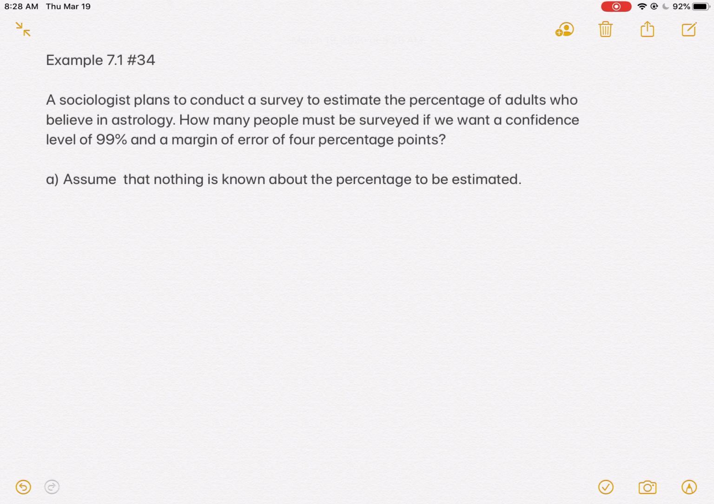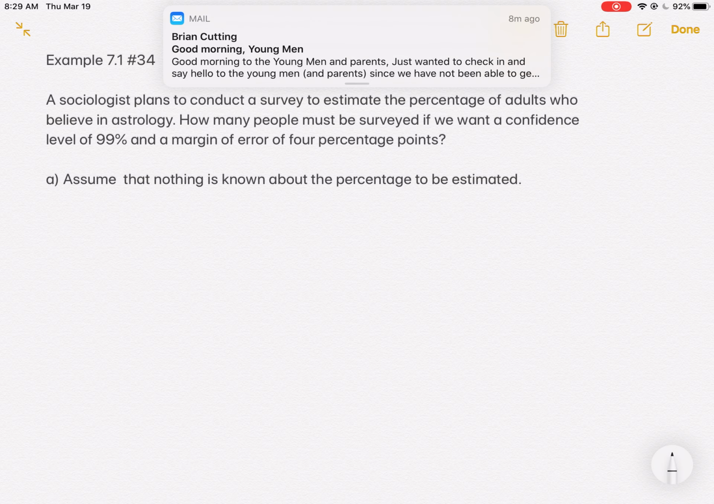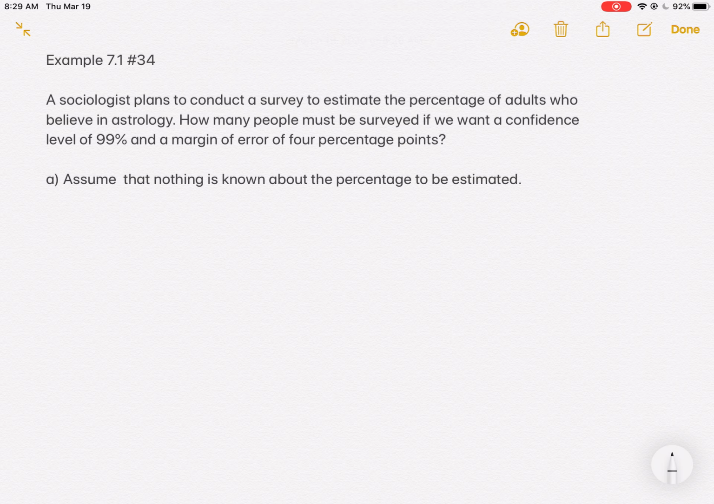So I have the problem typed out here, and it says a sociologist plans to conduct a survey to estimate the percentage of adults who believe in astrology. How many people must be surveyed if we want a confidence level of 99% and a margin of error of 4 percentage points? Assume that nothing is known about the percentage to be estimated, is what's written in part A. So as we look at part A, or just the question in general, we want to know how many people. So how many is the same as the sample size, and that's determined by n.